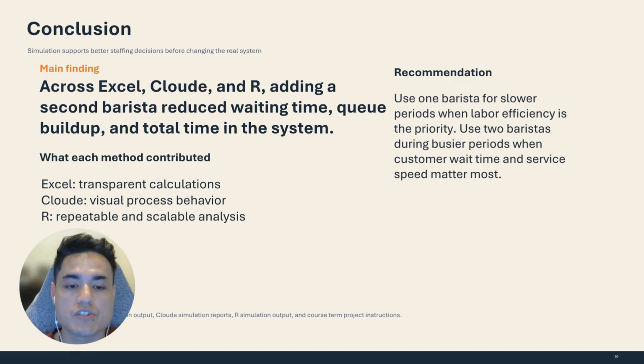Overall, the project shows that simulation modeling is a useful tool for evaluating service systems before making real operational changes. Based on our results, we recommend using one barista during slower periods when labor efficiency is more important, and using two baristas during busier periods when customer service and faster flow are the priority.